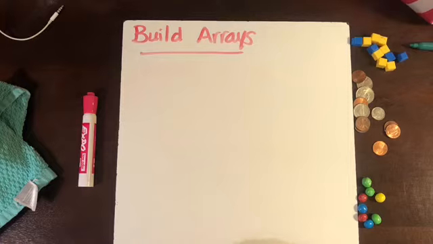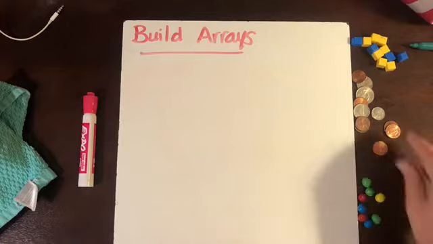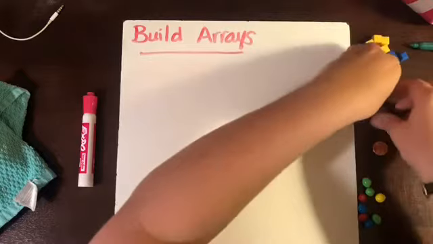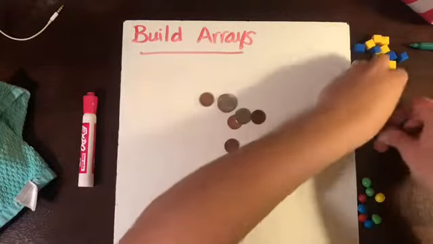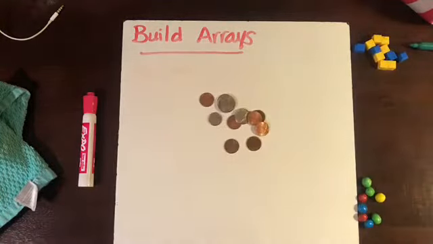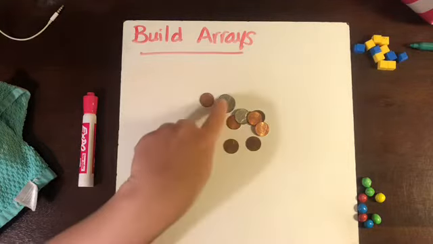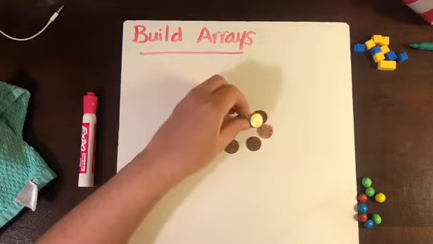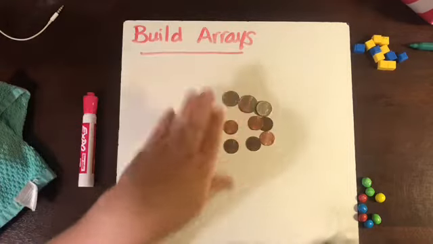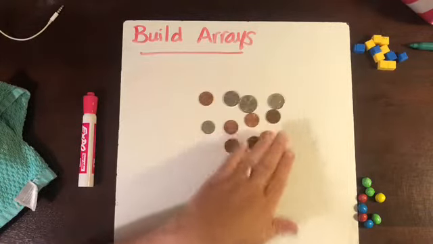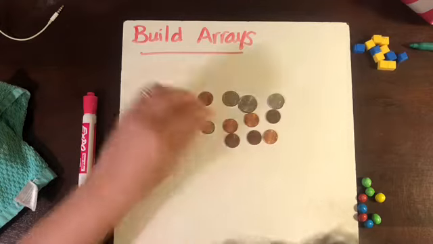So let's just build some arrays and do some practices. Okay, so let's just put some, I've already done my counters, but let's just do some coins. You can use a mix and match. We can say they're all circles. That's an attribute. They're all circles, and I can choose to do all the pennies, or I can use the whole group. But I want to build an array with my counters.